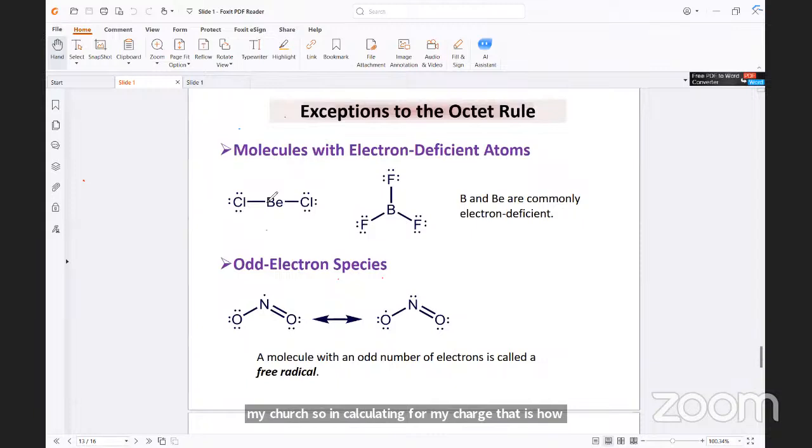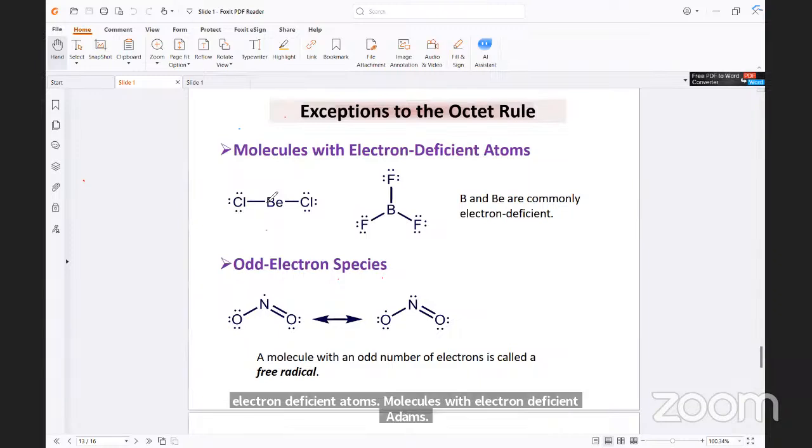Now, the next thing we want to look at is that there are some molecules that do not follow the octet rule. They have exceptions to the octet rule. The number one class of such molecules are molecules with electron deficient atoms.